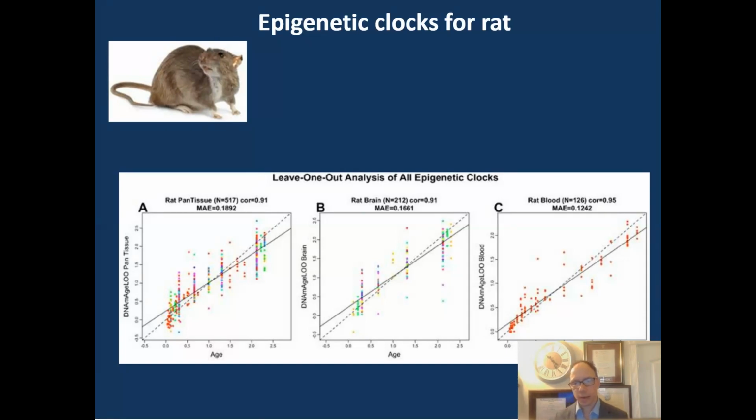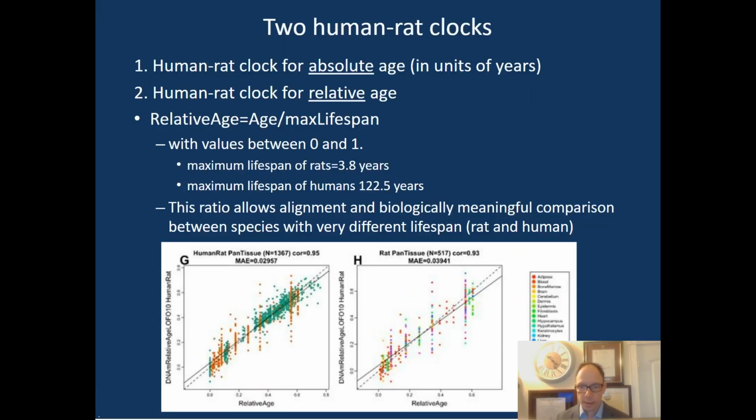Moving to rats. Rats, of course, live far shorter lives than the naked mole rat, let's say less than 4 years. And here I show you a pan-tissue clock for rats. So we have very accurate aging measures for rats. If you carefully look at the x-axis, we restricted the analysis to animals that were less than 2.5 years old. And the middle shows you a clock for brain sample, the right-hand side a clock for blood sample. So we have very accurate clocks for rats.